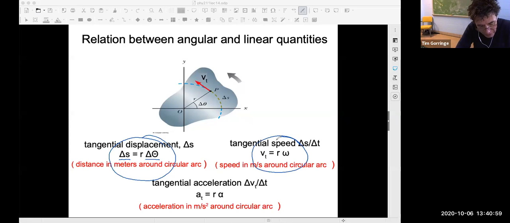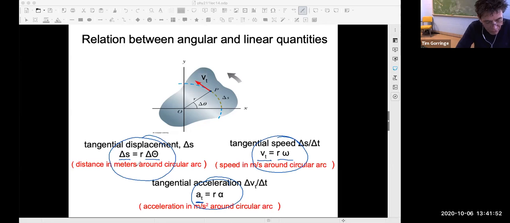Here's the relationship between the tangential velocity of point P and the angular velocity of the entire rotating object. It's the same type of relationship. You take the angular velocity of the rotating object and multiply by the distance that point P is from the axis of rotation, and that gives you the tangential velocity of point P in meters per second. Finally, for accelerations, the tangential acceleration, AT, of this particular point is the angular acceleration of the rotating object multiplied by the distance from the axis of rotation to the point P.